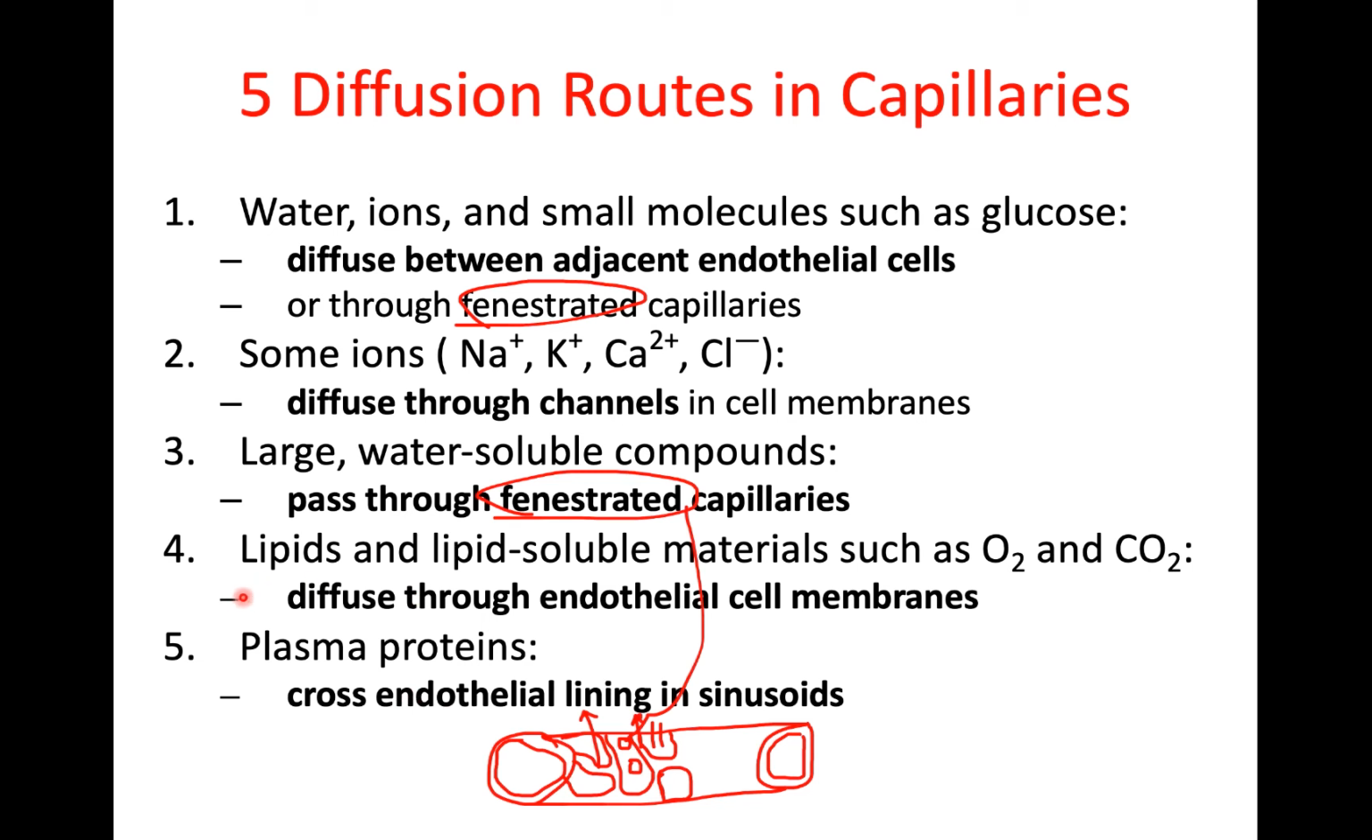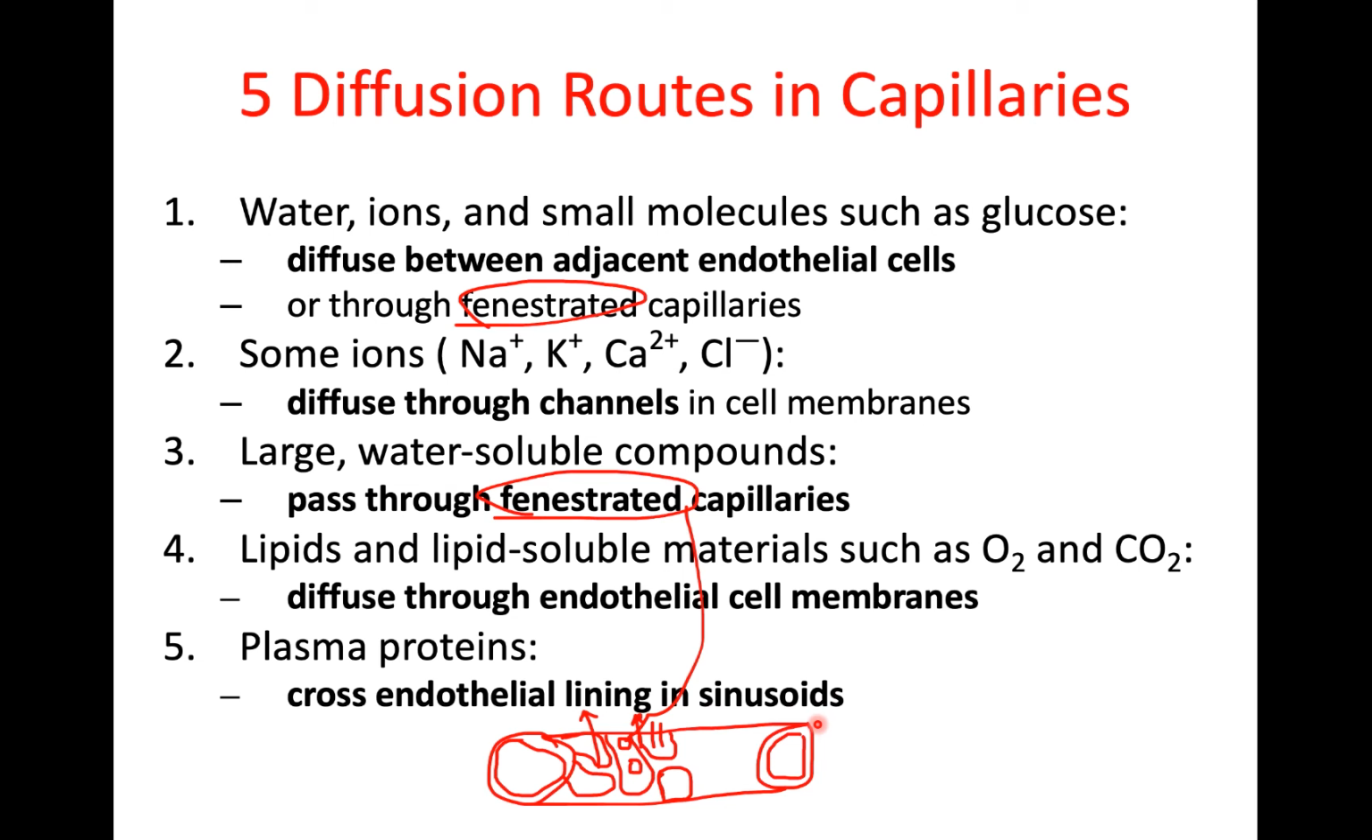The last one is plasma proteins. These guys are huge. Plasma proteins don't generally go in and out of capillaries. There are select places where you want plasma proteins to move in and out. And for that to actually occur, you need very large fenestrations. So these two little fenestrations that I drew are tiny, but there are some capillary beds that have big gaping holes in them called sinusoids.